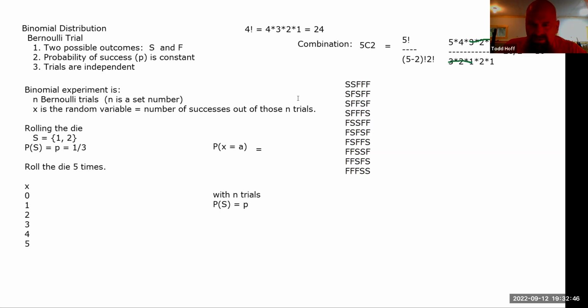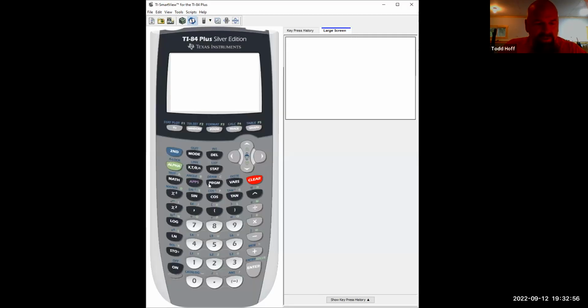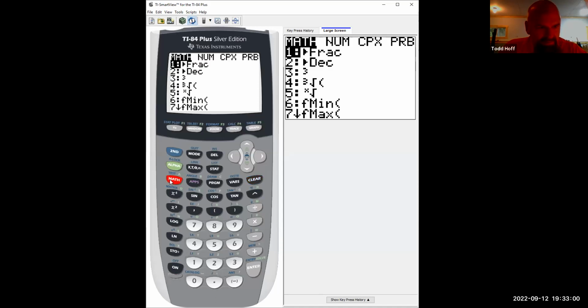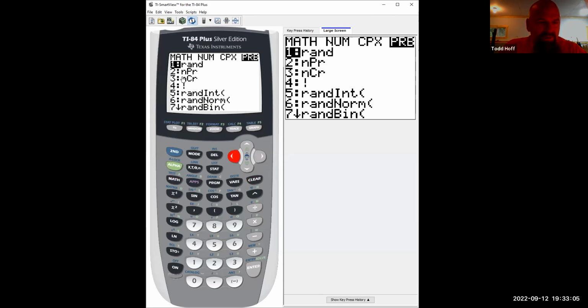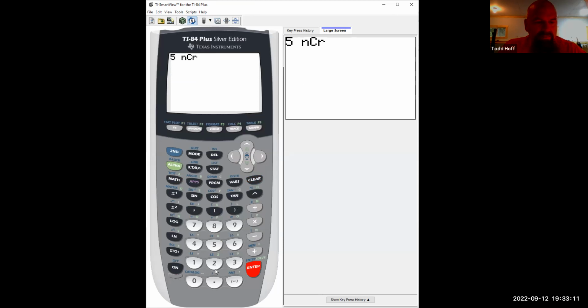Well, a lot easier than typing these out is to just do the combination. And our calculator does this for us. If I go to the TI-84 calculator, I type in 5 trials. I hit the math button here. I go over to probability. So go to probability menu and notice option 3, nCr. That's the combination. I select that, and then I enter my number of successes, 2 successes. And there I get the 10 again. So there are 10 ways to get 2 successes out of 5 trials.